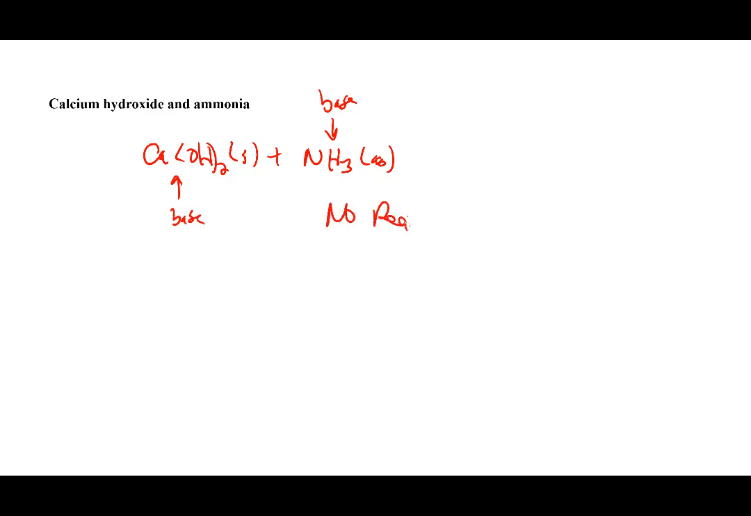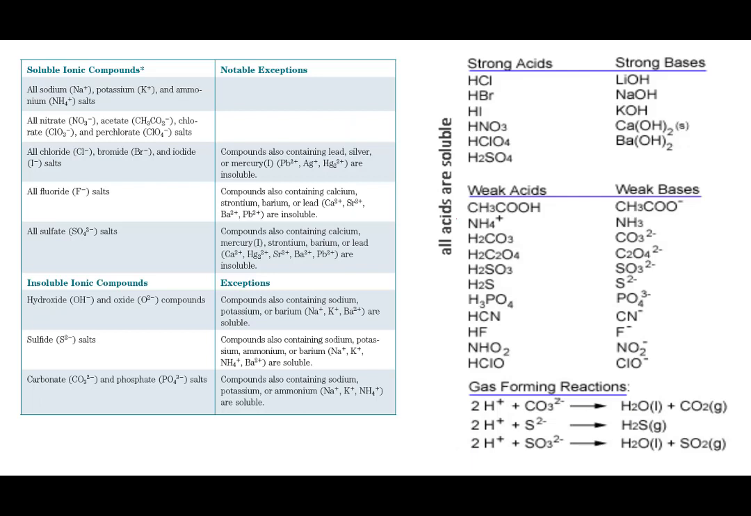Okay, calcium hydroxide and ammonia. Calcium hydroxide is Ca(OH)2, and that'll be a solid. Ammonia is NH3, and that'll be aqueous. Now, ammonia is a base, and calcium hydroxide is also a base. So they don't have any reaction. There's nothing to happen there. You can't make a precipitate out of ammonia, and the only thing ammonia can react with is an acid. There's no acid, so nothing happens.